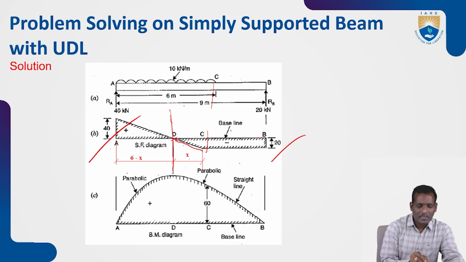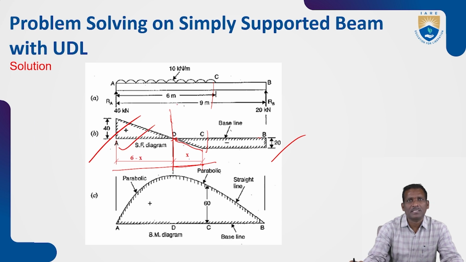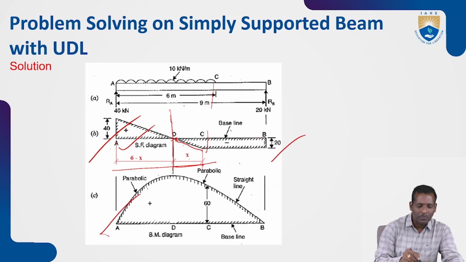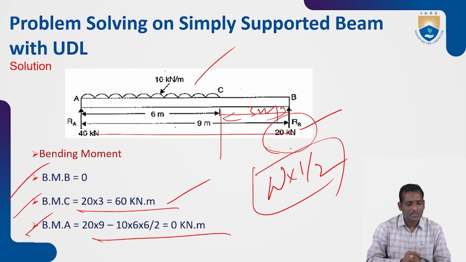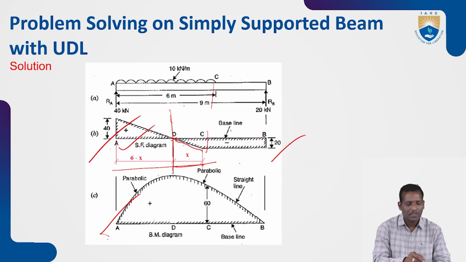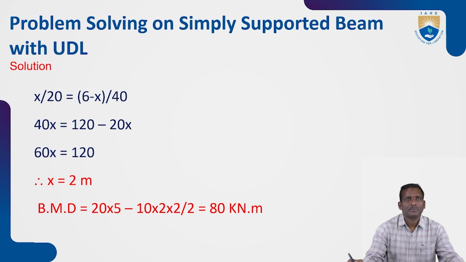Take the distance X from here. From here to here is 6, so this length is 6 minus X. You already know the parabolic curvature. For the calculated bending moment values, B to C is a straight line, with 60 kilonewton meter, and B is 0 and A is 0. Now calculate the X part. What is the distance at which the maximum bending moment occurs? We don't know, we need to calculate.